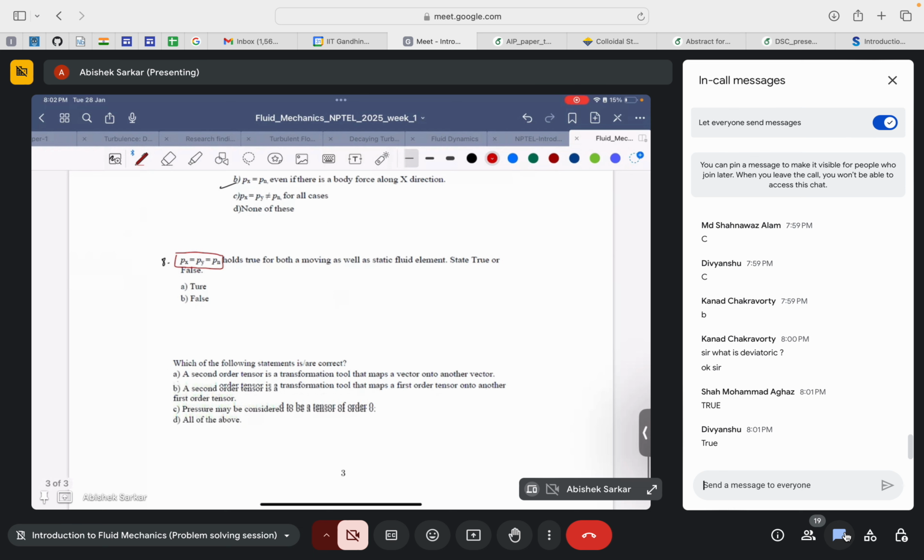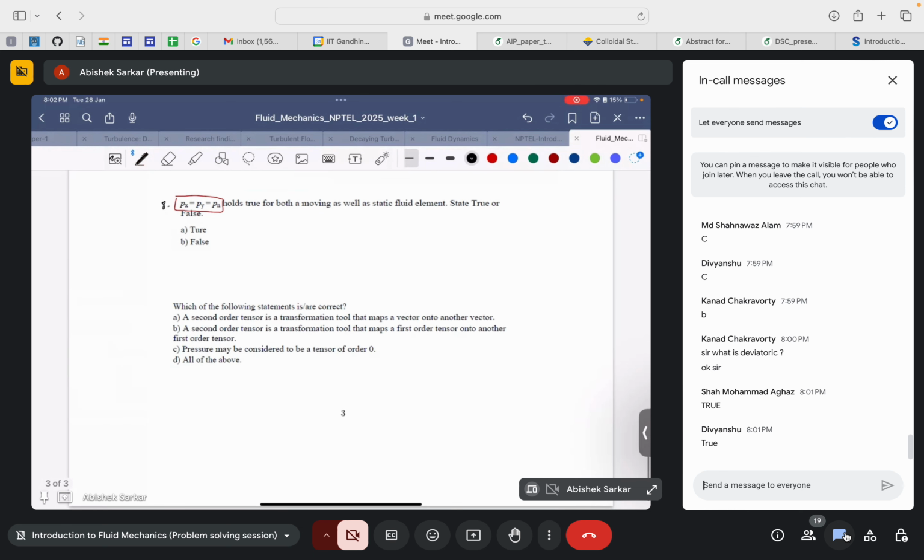And the last question is question number 9. Which of the following statements is or are correct? A, a second order tensor is a transformation tool that maps a vector to another vector. B, a second order tensor is a transformation tool that maps a first order tensor to another first order tensor. C, pressure may be considered as a tensor of order 0. And D, all of the above. Can you tell which is the correct answer?